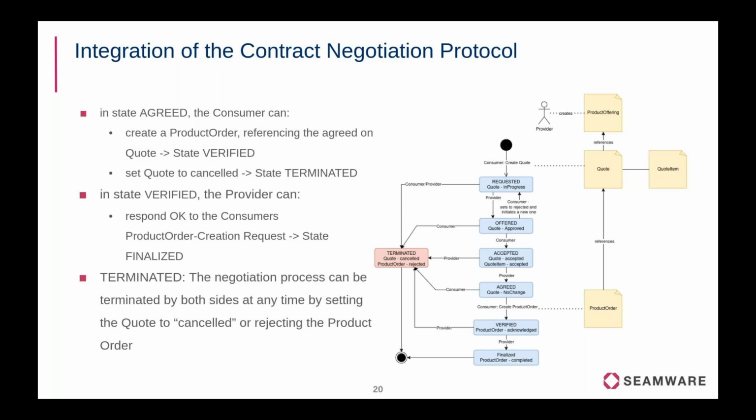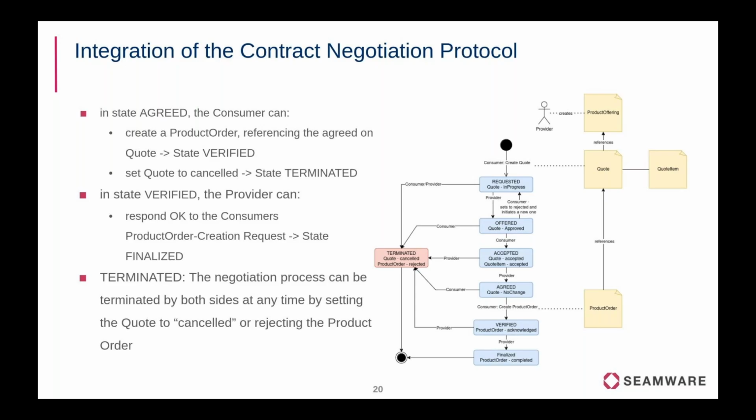He obviously will respond with okay to the consumer, but he also has to, and that's something that we need to update a little in this diagram because that will change. This is something that actually changed yesterday during the implementation. In the verified state, the product order is in state acknowledged, and it now has to be completed to get into state finalized. That's the thing that you've seen before.